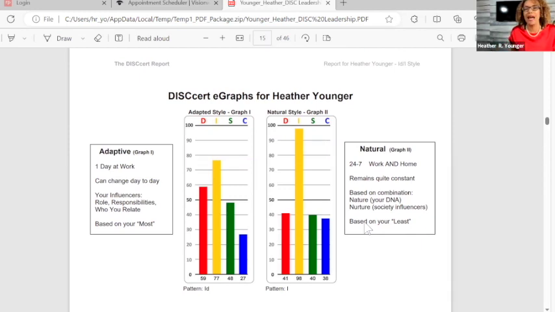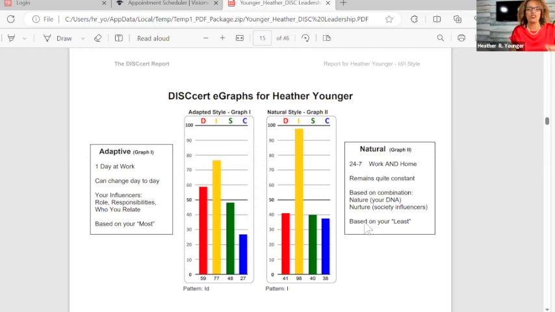This is now what we call the adapted style. And the adapted style is the thing that happens one day at work. It can change from day to day, and it's based upon the role you're in, the responsibilities you have, and who you're relating to in that moment. If you look on the right side, the natural style is the one that remains the most consistent. It's basically you, that's your DNA and your nurture, kind of the social influences in your life. And it shows you, interestingly enough, that when you answer, on the right side of natural, this is how I'm least like, that actually tends to be your natural style. And the one that's your adaptive thing, when you say this is what I'm most like, is the thing that happens from day to day.